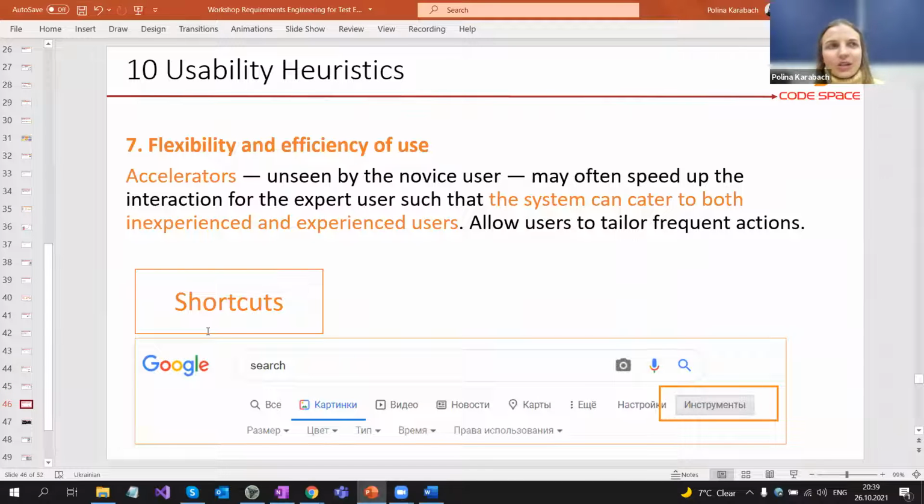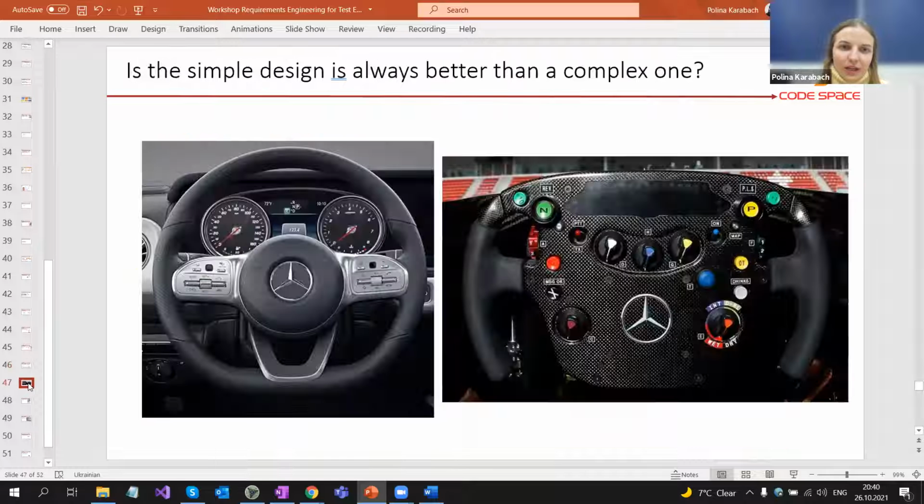Flexibility and efficiency of use. In case we have a system with multiple different users, beginners and advanced ones, it's important to also provide features that would speed up the work of the advanced users. So shortcuts and some advanced tools are needed. At the same time, we need to place them a bit further away so that we're not overwhelming the beginner users. For instance, here we have the instruments in an extra advanced tab or something like that, which is useful.